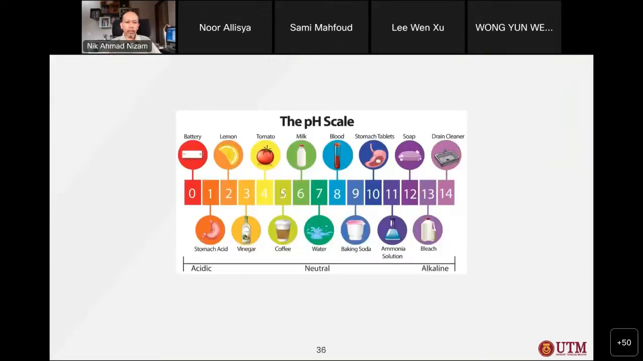These are other examples. Battery acid has a pH of 0, drain cleaner is 14, bleach like Clorox is 13, ammonia solution 11, and so on. Stomach tablet is 10. Why? Because you want to increase the pH. If you have a gastric problem, the tablet can increase the pH, so that you no longer have the gastric condition.